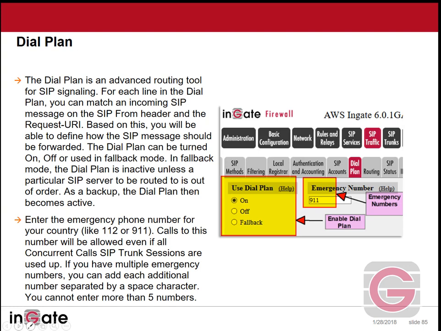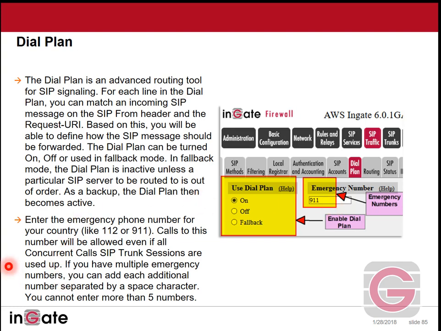Okay. If we see the dial plan, it's on the SIP traffic dial plan. You can enable the dial plan, you can disable it, or you can use it just for fallback. Here there is a section where you can put the emergency numbers on this list. They can be up to 5 of them, and you just separate them using commas. Also, one of the things it does is it doesn't check licensing usage when a call is being made to any emergency number.